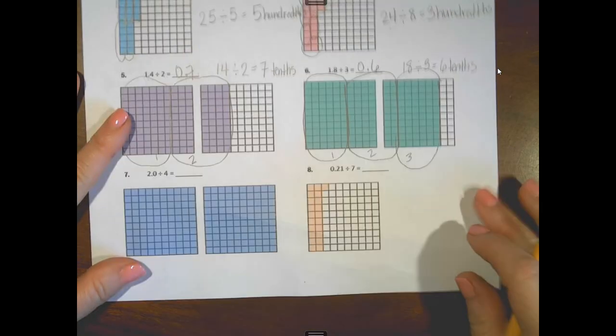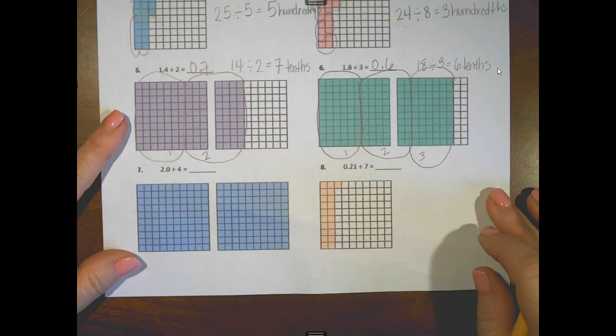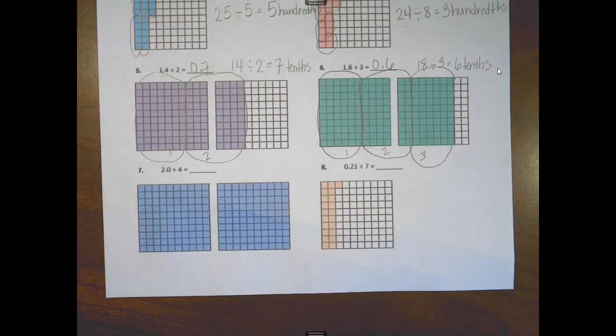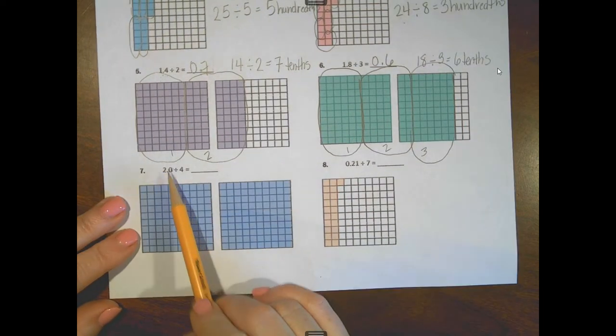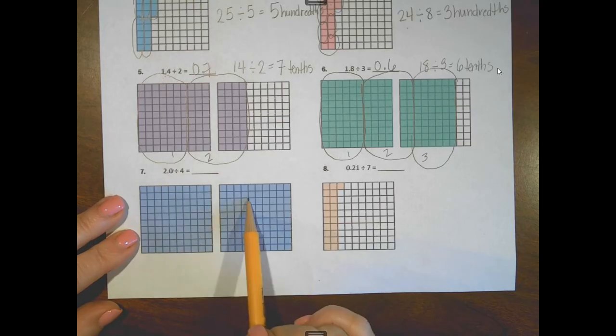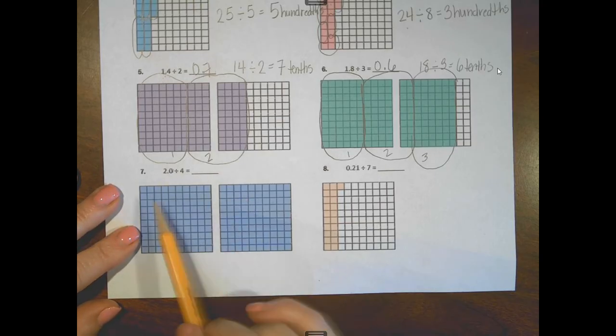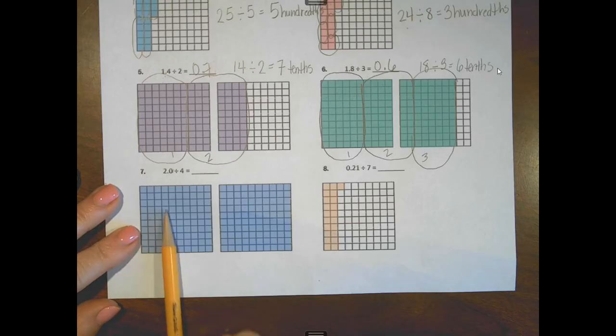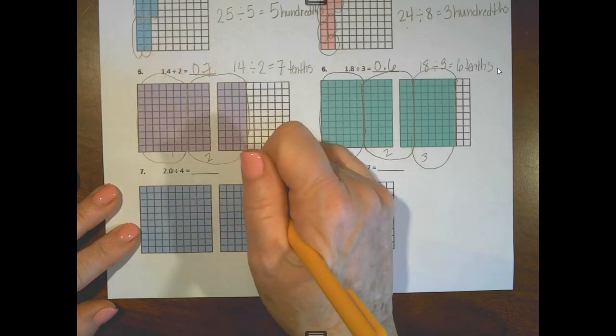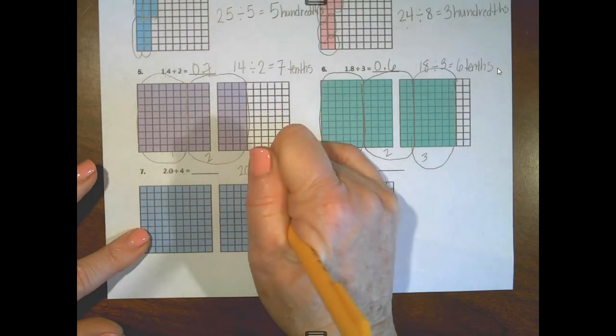All right. So we're going to go ahead and finish this one up. Just make sure we've got a firm grasp on how we use models to divide decimal numbers into equal groups of whole numbers. So decimals divided by whole numbers. Number 7, we have 2 wholes divided by 4. So I'm going to look at these 2 wholes as tenths. All right. So that would be 20 tenths.